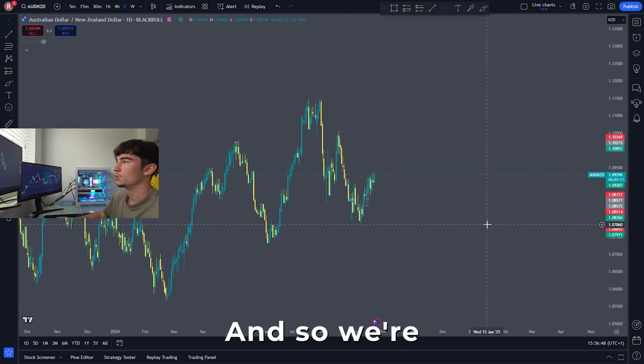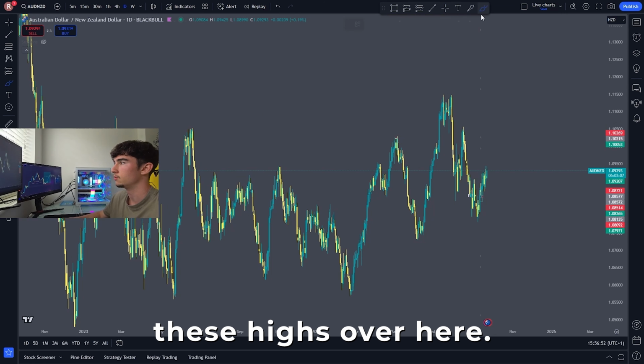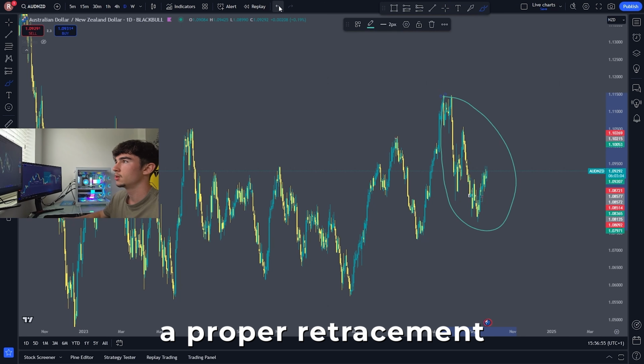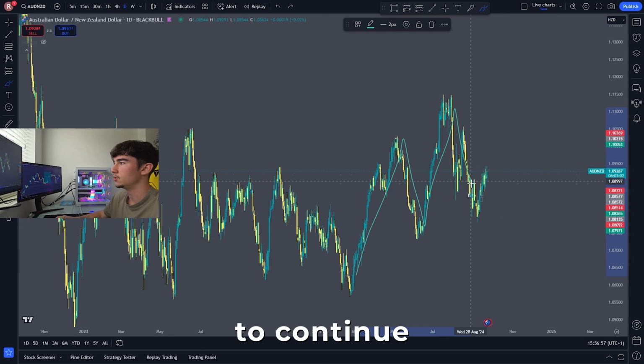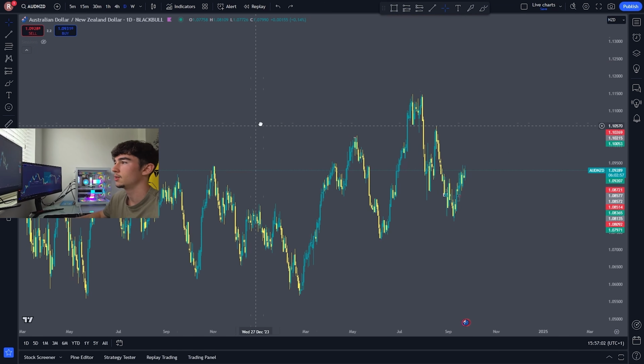We took that out, and so we're expecting over here the same thing to happen. We're now bullish, we've wiped these highs over here. After we get a proper retracement, we can now expect markets to continue that pattern towards the upside. So that's just very basic market structure, there's nothing advanced there.